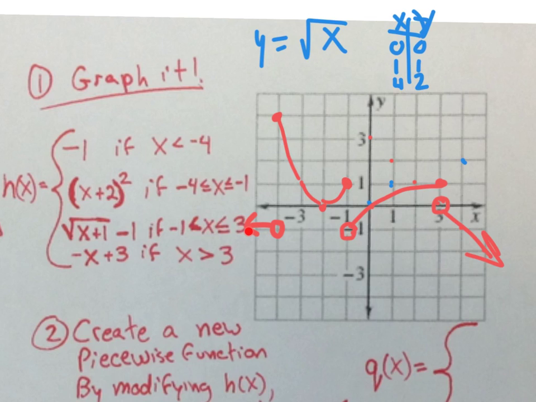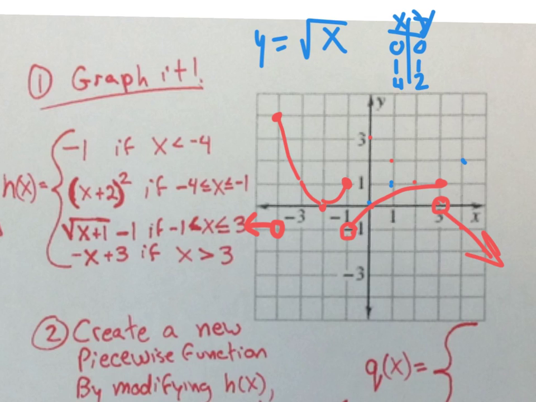Does that make sense? For your input -2, what's your output? 0. For your input -3, what's your output? 1. For your input -4, what's your output? 4, that's right. For your input 0, what's your output? For your input 3, what's your output? 1. You guys are following me here? So it is continuous. There are no undefined values of x because it is continuous.